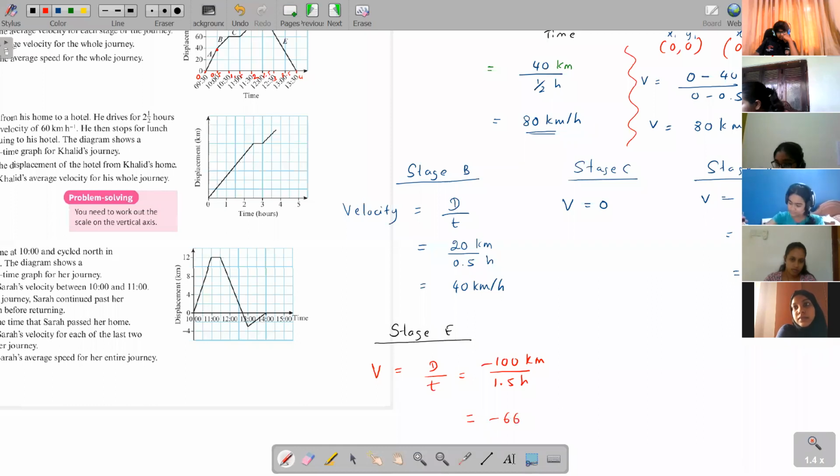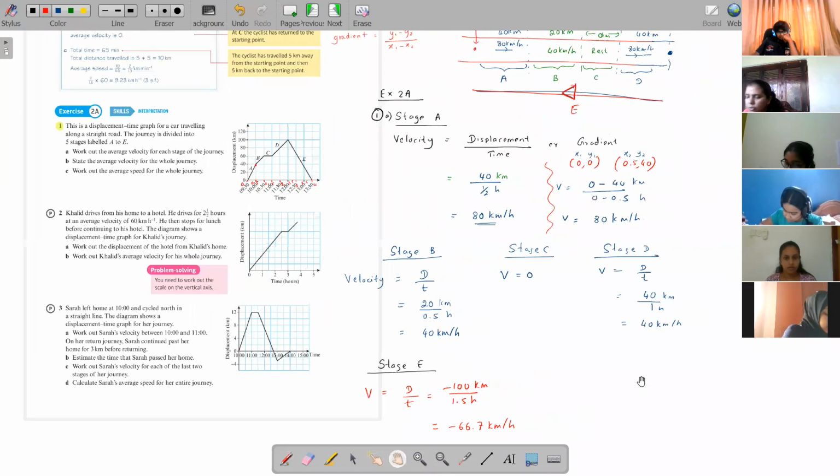Do this from the gradient method also. The best way in this situation is that you don't have any of these problems. You don't have to think about whether it's positive or negative. If you are using the coordinates, if you use the gradient technique, the positive or negative will automatically come. Here we thought about the negative sign and put it. Why don't you do stage E from the gradient method?